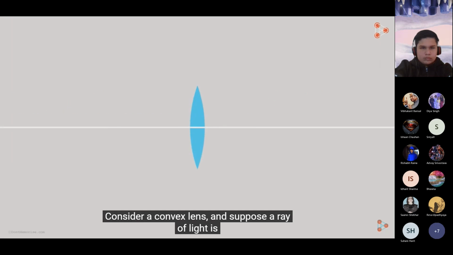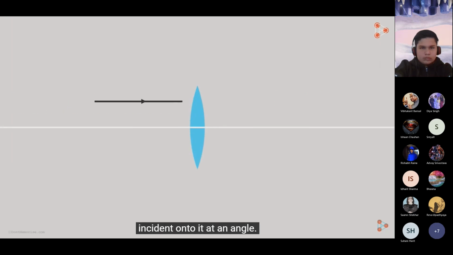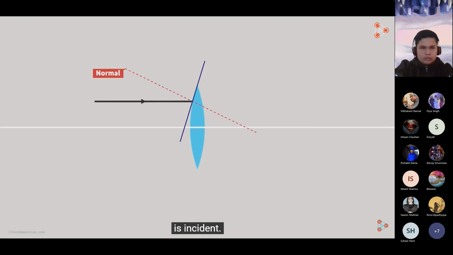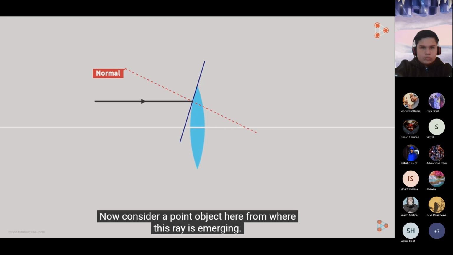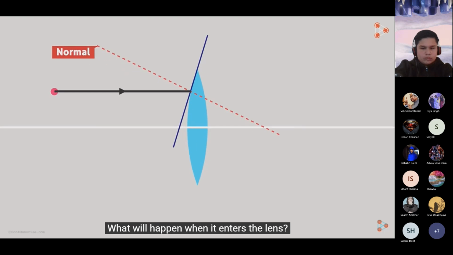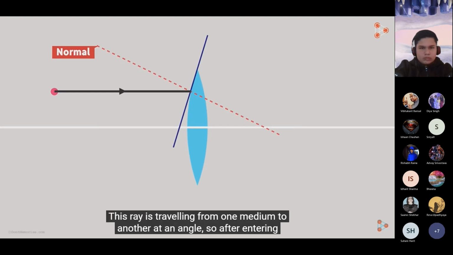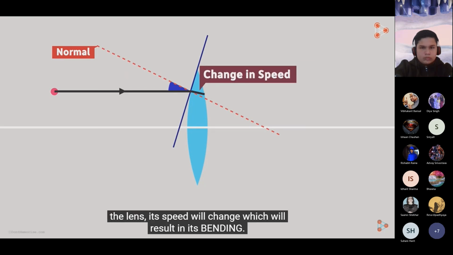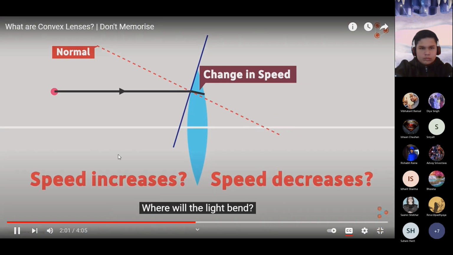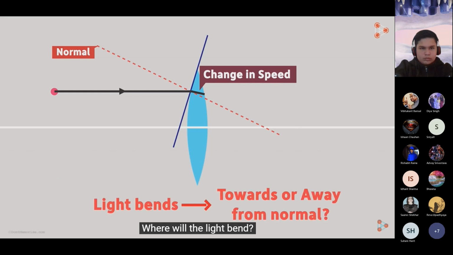Consider a convex lens and suppose a ray of light is incident onto it at an angle. This is the normal at the point where the light ray is incident. Now consider a point object here from where this ray is emerging. What will happen when it enters the lens? This ray is traveling from one medium to another at an angle, so after entering the lens, its speed will change, which will result in its bending. Will the speed inside the lens increase or decrease? And where will the light bend?